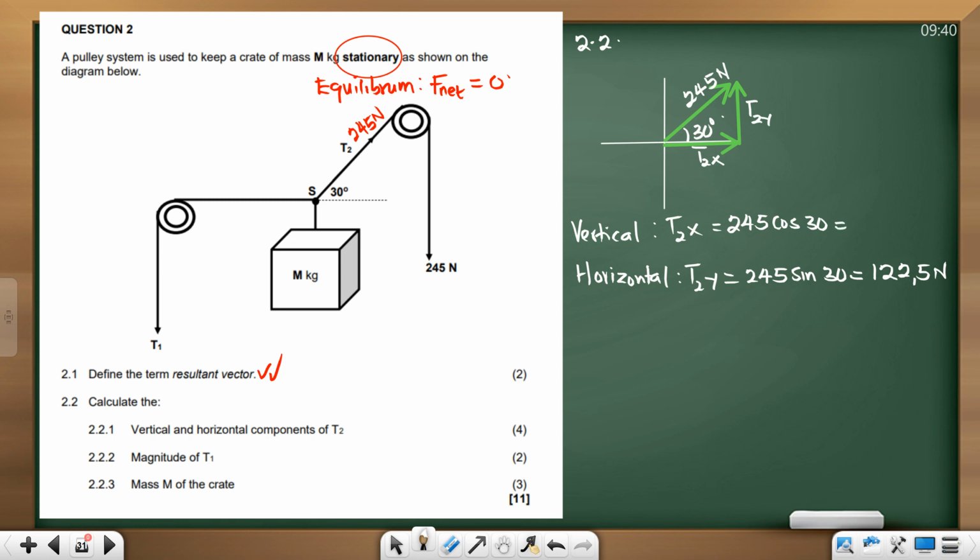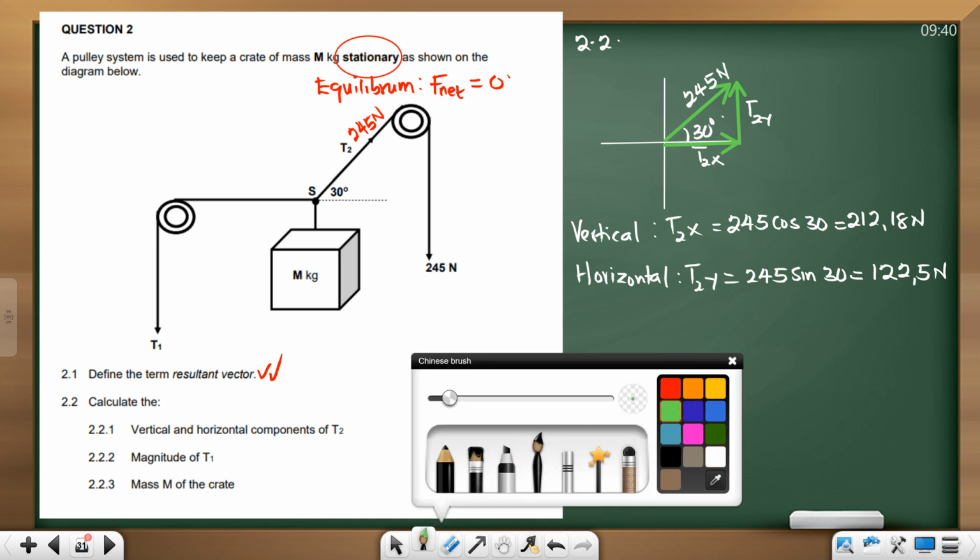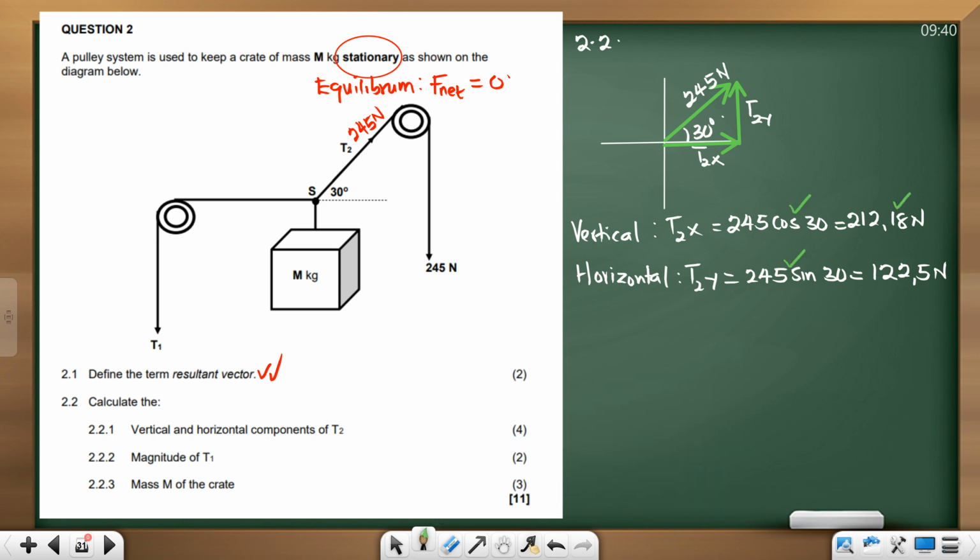I'm picking your answers from the screen. 212,18. 212. Look at this. 1 mark, second, 3rd mark, 4th. 4 marks in the bag. Is that making sense, everybody? Is that making sense? Awesome.